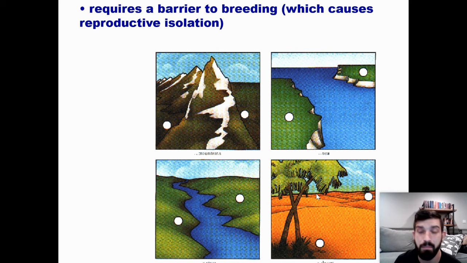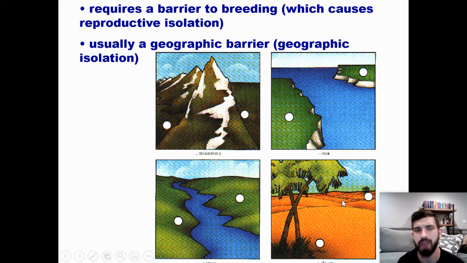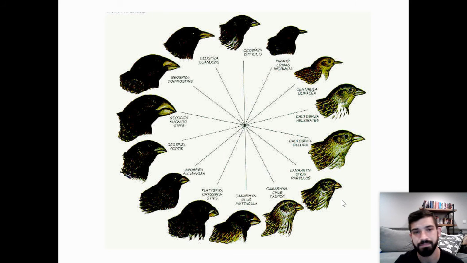This requires a barrier to breeding, which means in order for this to happen, there has to be some reason why the two separate populations can no longer come into contact and breed anymore. It could be a mountain range, like in our scenario that we had. It could be the ocean, a river, it could be a desert. And there's usually a geographic barrier. In our activity, it was a mountain range.